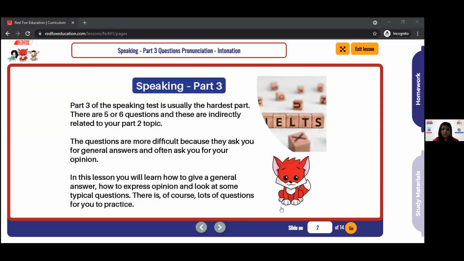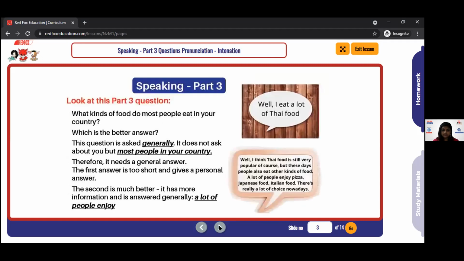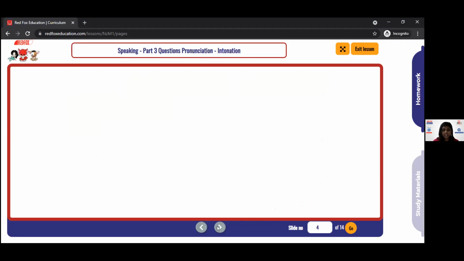Let's go about with a few things that you must do and a few things you mustn't do. One very common question that you get is, what kinds of food do most people eat in the country? Which is the best answer, and all the description is given here. So this is how your speaking task 3 question is going to look.